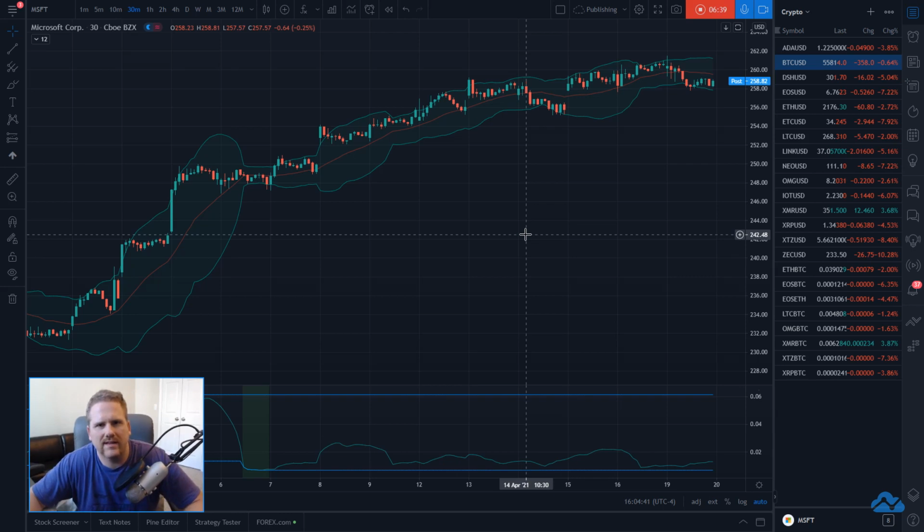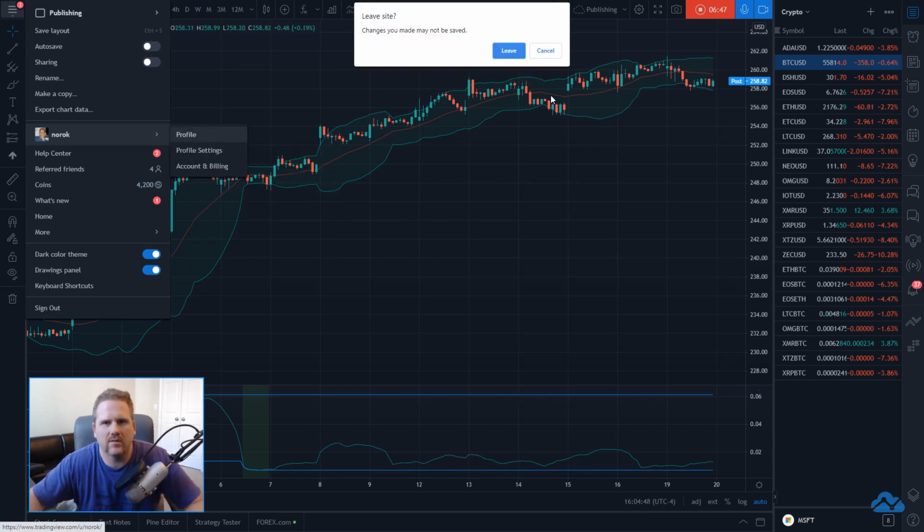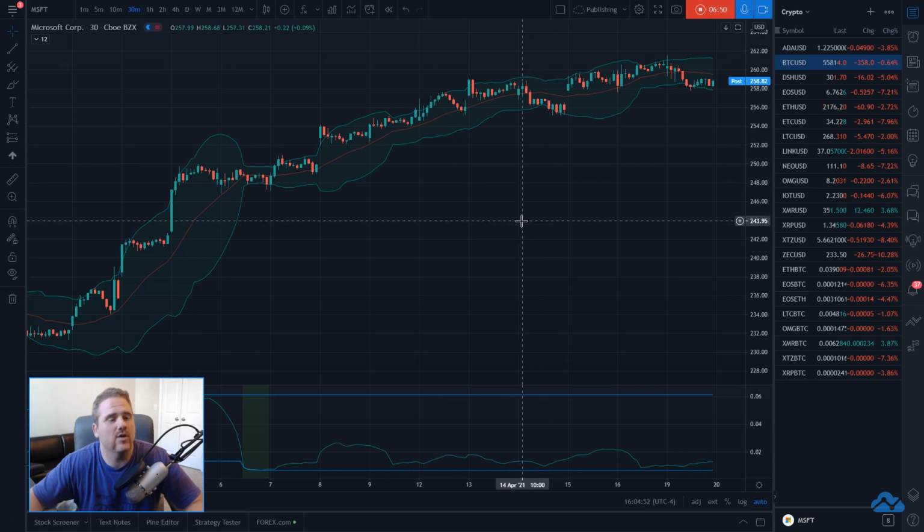If you want to find that indicator, do a search for it under scripts. You can also go to my profile. Go to my profile and look under my scripts. You should be able to see it there and should be able to add it to your favorites, and it should go on your charts.